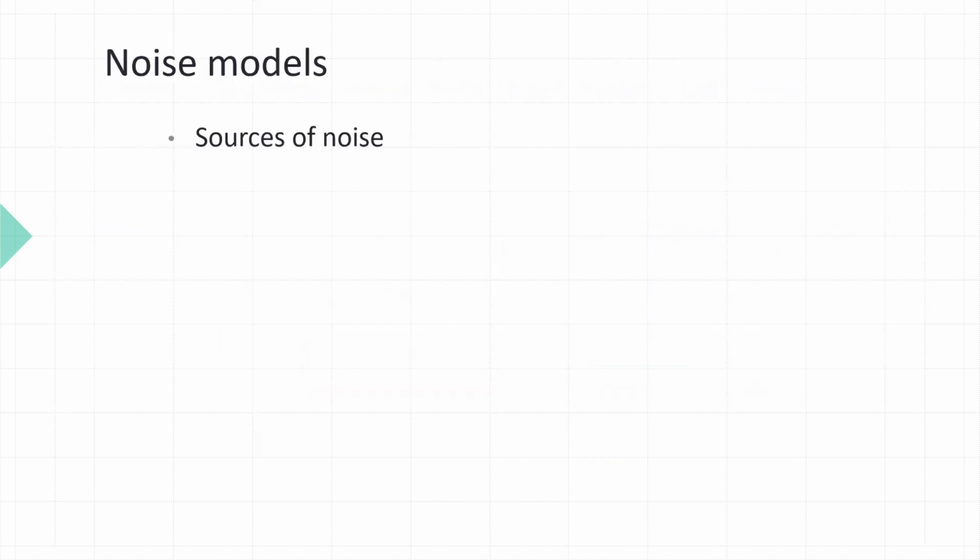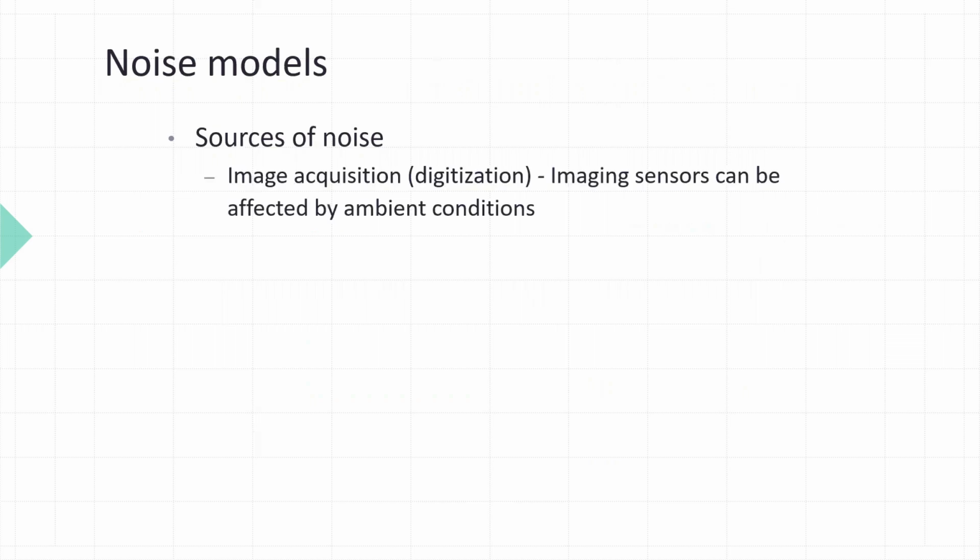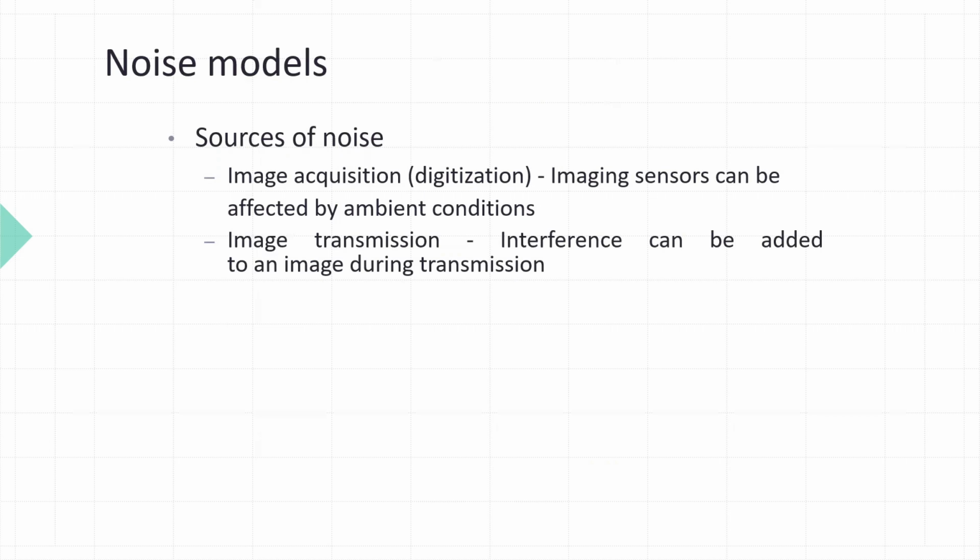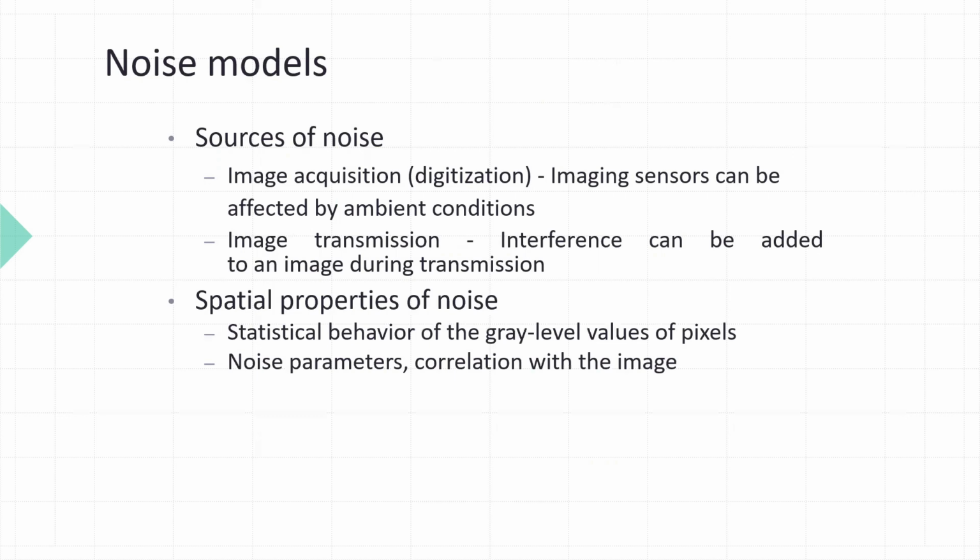Let us go through the noise models. What are the sources of noise that might come into existence and distort our images? Very first one, during image acquisition, sensors can be damaged due to ambient conditions. Damaged means they can work in another mode due to ambient conditions like atmospheric changes. Like if you are taking a picture during a rainy day, there might be somewhat less brightness. Next one, during image transmission, interference can come in between, like added noise carried during the transmission process. Next one, spatial properties of noise.